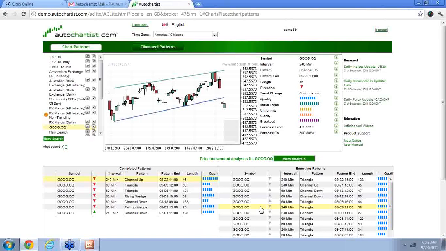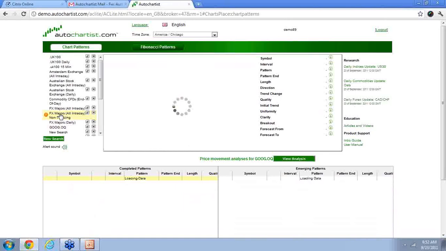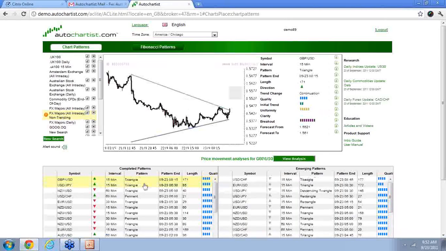What you want to try to do when you create these filters is create an instant analysis for yourself. You don't want to have to go through lists. There are thousands of stocks to trade, and AutoChartist gives you the ability to filter down to one, like I've done here with Google, and it also gives you the ability to filter chart patterns. You can see here I have FX majors all intraday, and I have non-trending patterns. So all I'm searching for are non-trending patterns, which are triangles.